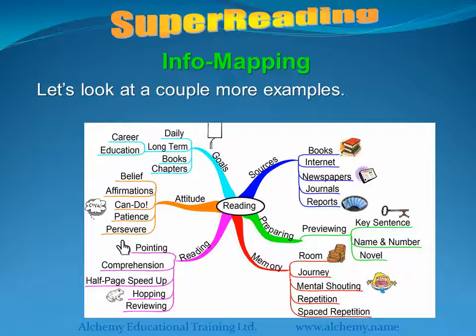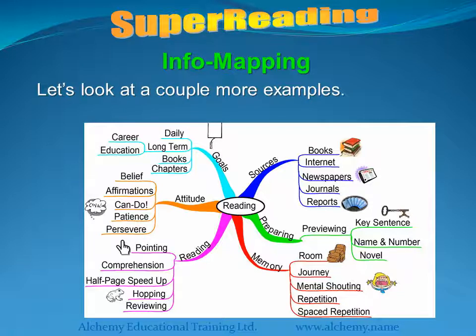In orange, we have attitude. Belief, we must believe that we can be a brilliant reader. Affirmations can go a long way towards speeding up that process and making it permanent. We need to have a can-do attitude, that yes, of course I can do this. And we have to be patient with ourselves, because sometimes things take a while to sink in. And we must persevere for the same reason.